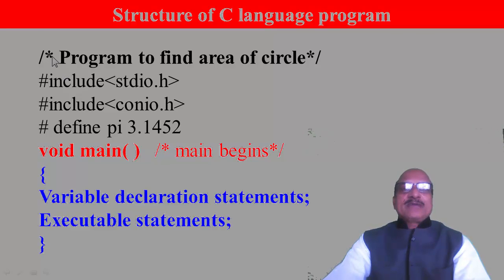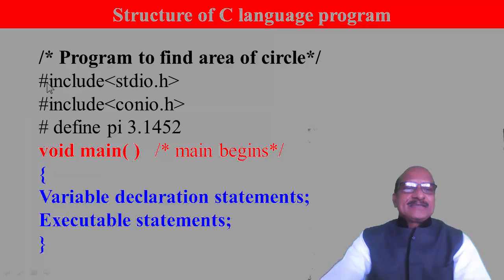So in every program, usually the first line is called the comment. This line states the purpose of the program, and this should be written between slash asterisk and asterisk slash. So this is a non-executable statement. The machine never executes these statements. This is related only to the compiler.